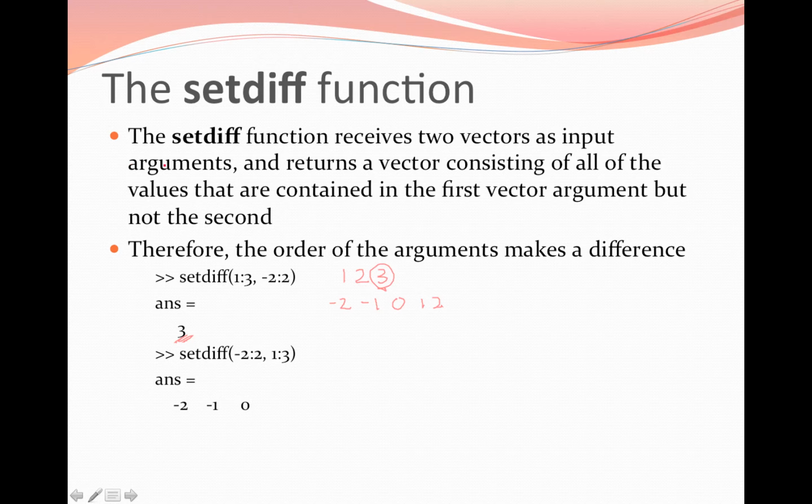Now if instead we do setdiff where the first argument is -2:2, and the second argument is [1, 2, 3], then we're looking for everything that is in this vector, but not in the vector [1, 2, 3]. So the -2 is not in [1, 2, 3], the -1 is not in [1, 2, 3], the 0 is not in [1, 2, 3]. So we get -2, -1, and 0 as a result.